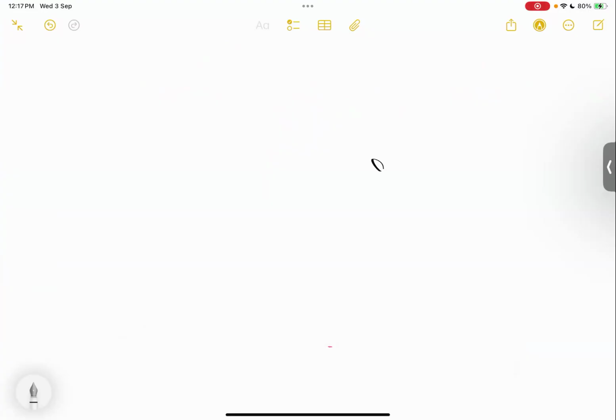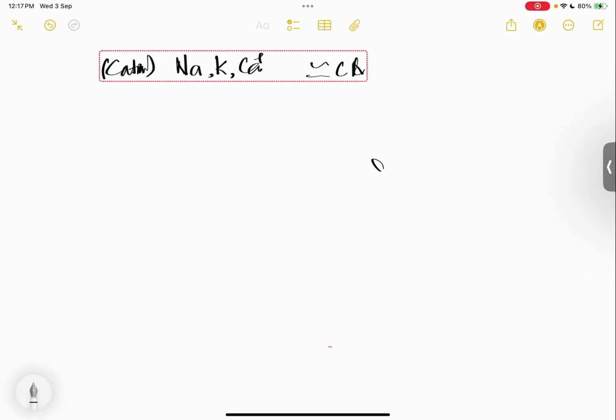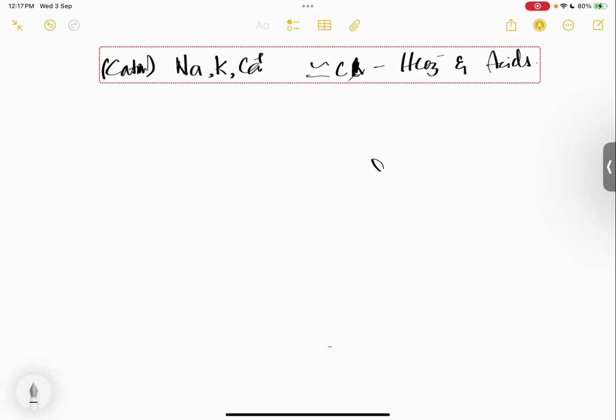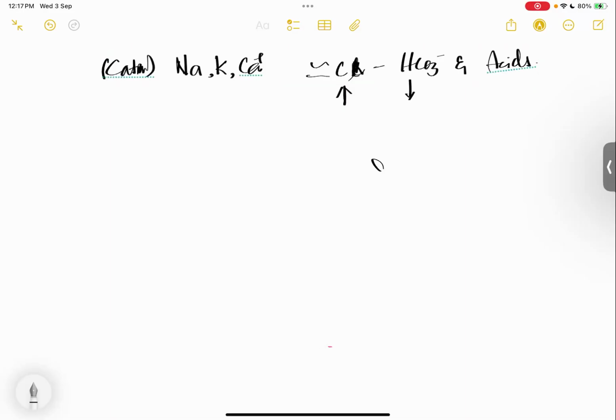So we were discussing that we have sodium, potassium, and calcium as cations, okay? And this is balanced by anions, which are chloride and bicarbonate. Now we have increased chloride, right? And bicarb was decreased.